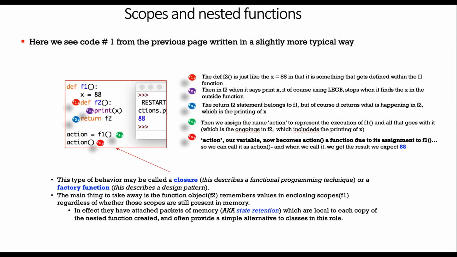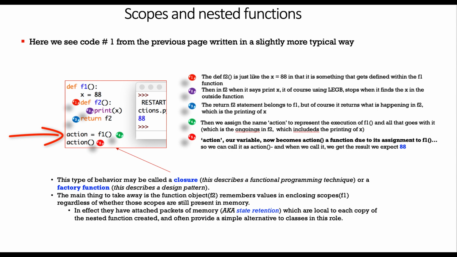Let's move into the wonderful world of factory functions. Here we see code from the previous slide. It's just written in a more typical way. Let's go to number 1 here, red ball number 1. The def F2 is just like the x equals 88 in that it's something that gets defined within the F1 function. Then in F2, when it says print x, it of course, using LEGB, stops when it finds the x in the outside function. The return F2 statement belongs to F1, but of course it returns what's happening in F2, which is the printing of x.